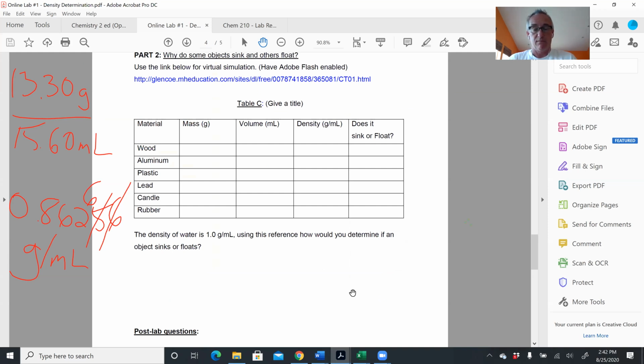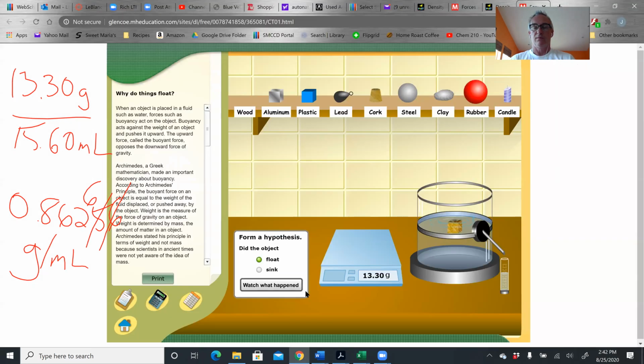It doesn't matter if it's float or sink. It uses the same method, right? Yes. We're just basically going to make an educated guess as to whether it will float or sink based on its density.